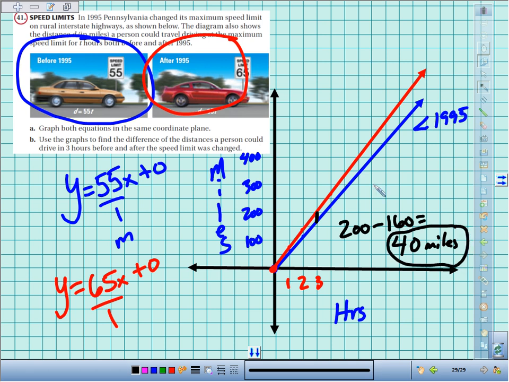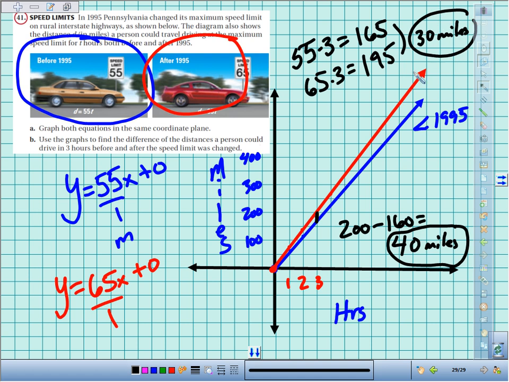The exact answer, of course, if you were to calculate 3 hours for both distances, 55 miles an hour times 3, that's going to be 165 miles. If you go 65 miles an hour, 65 times 3, that's 195. So the actual difference is 30 miles. So that's where sometimes graphs can be used for estimating, but finding the exact number, it's good to use calculations.